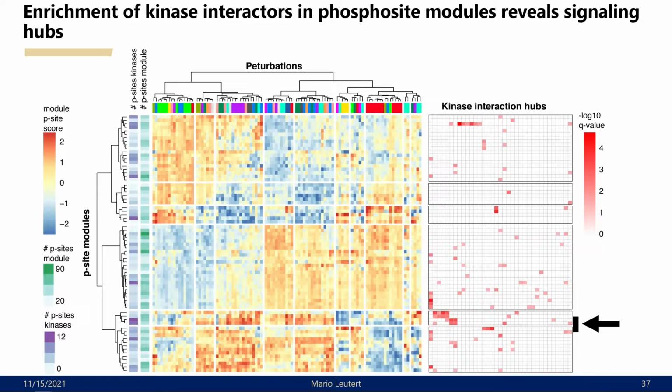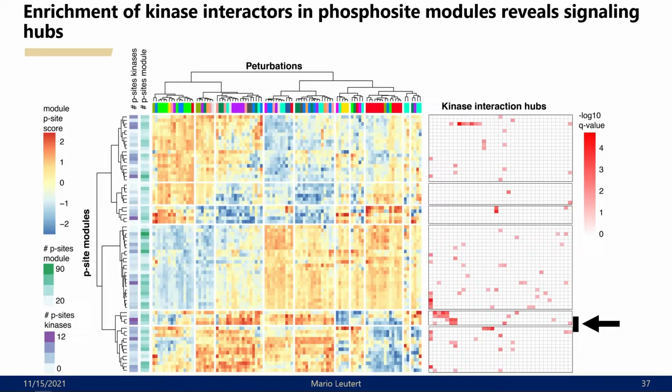If I walk you really quickly through this heat map, each row is an individual phosphorylation site module. These modules contain anywhere from 20 to 90 phosphorylation sites, and each column is a specific perturbation. For example, if you look at this cluster here, you see that phosphorylation sites in this module are highly upregulated in starvation conditions, but very much downregulated in proteostasis conditions.